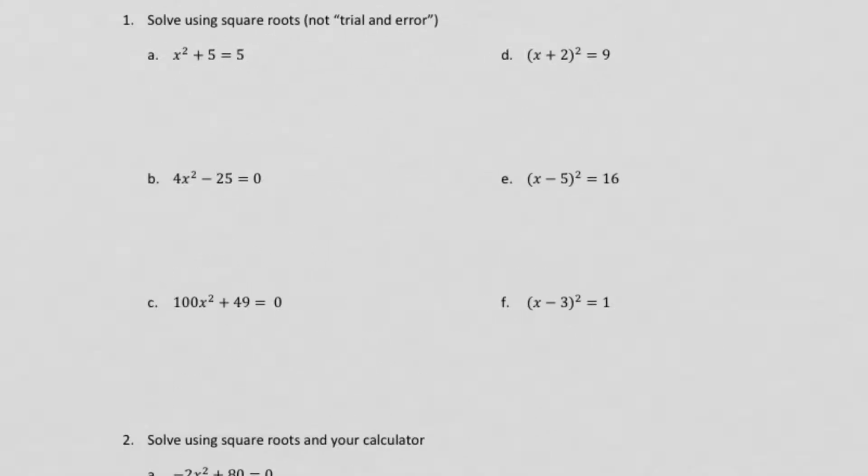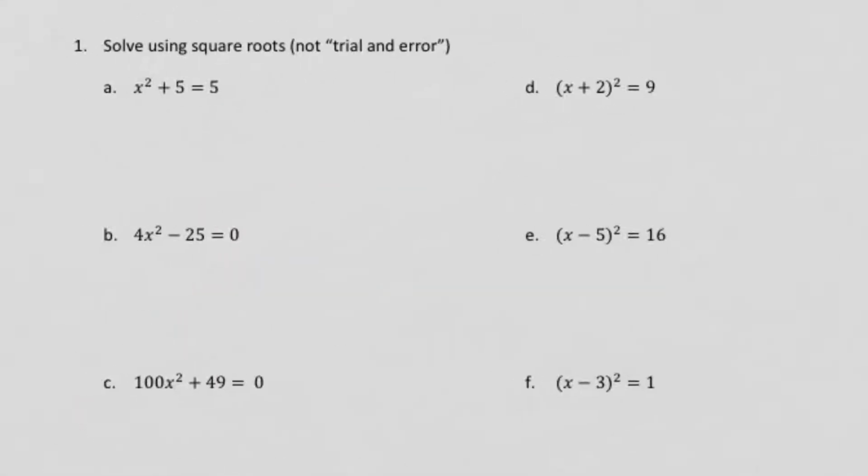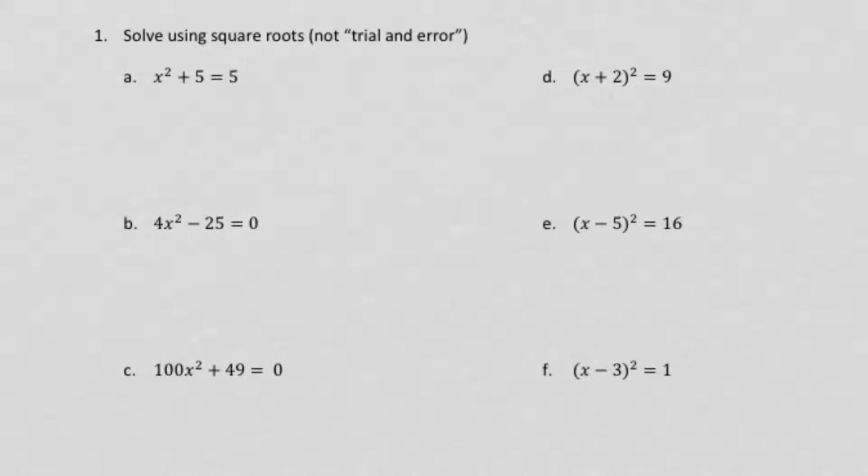In these examples, I'm going to do a couple of them, but then I want you guys to try. Ideally, I would like you to try number 2 here all by yourselves after I try these ones up here. The goal is still the same. You're going to get x by itself. But in order to do so, you have to make sure you get rid of the squares that are in all of these problems. So in problem A, it's very easy.